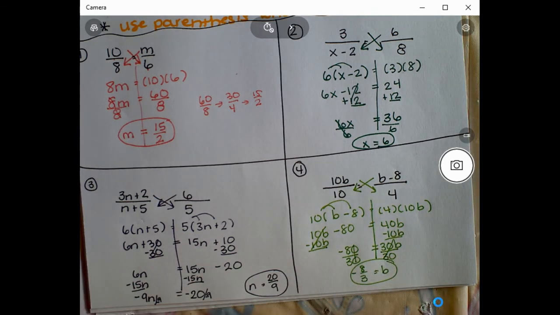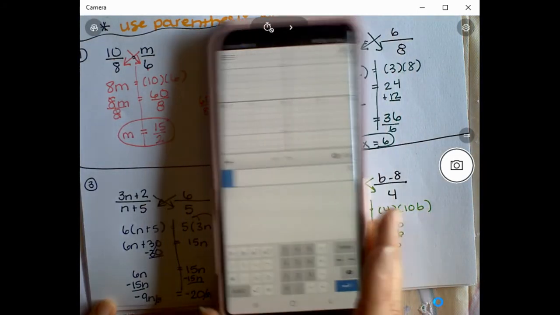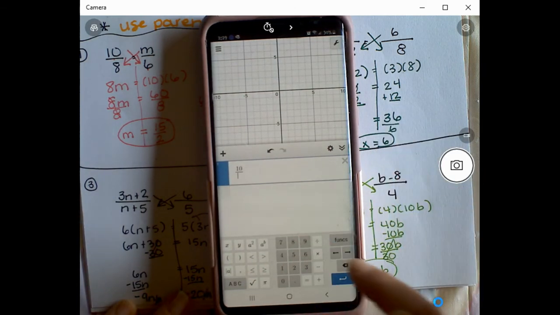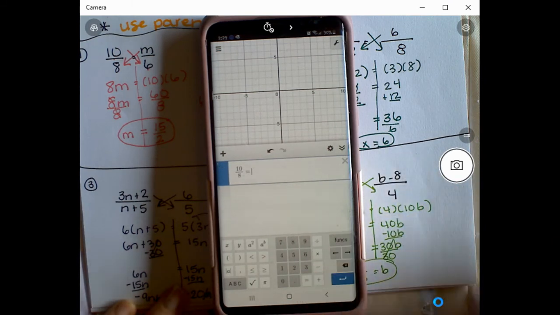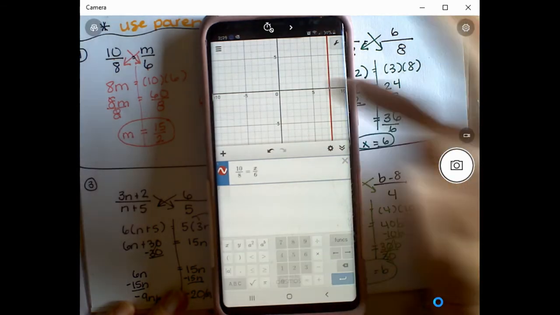Now, a lot of these answers are fractions, and those tend to make people second guess themselves. They make them think maybe they're wrong, even if they're not. So we're going to go ahead and use Desmos to check our answers to these problems, just to show you how to do it and just to make sure that we did them right. So 10 divided by 8 equals x. We're going to always use x in here. X divided by 6.